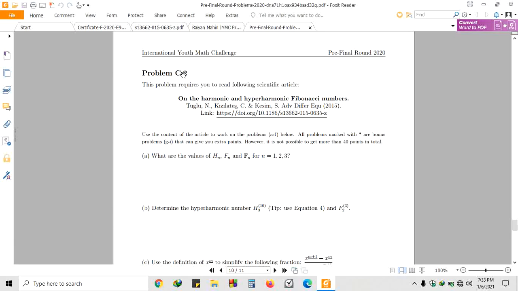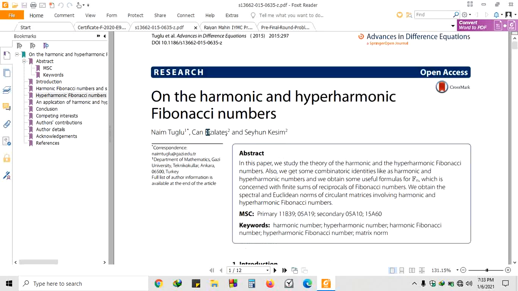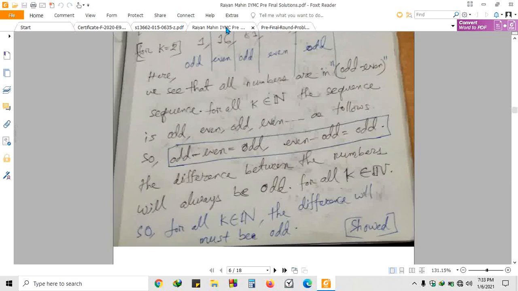For C.2 we were given a research paper. I will also put that research paper in the description. The research paper was about harmonic and hyperharmonic Fibonacci numbers. So let's start with the problems.